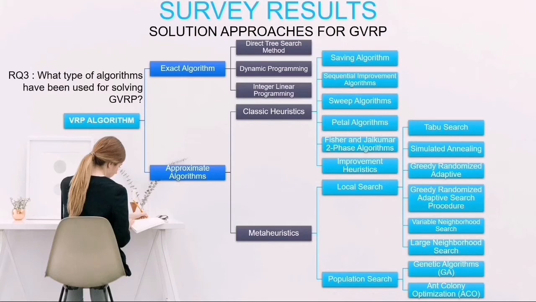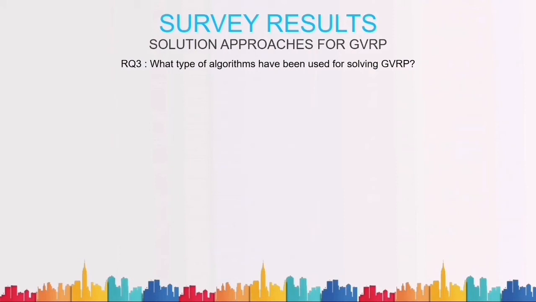Meta-heuristics of territorial search are tabu search, simulated annealing, greedy randomized adaptive search procedure, variable neighborhood search, and large neighborhood search, while genetic algorithms and ant colony optimization are used for population search. These figures summarize VRP algorithms with their relation to each other. Now, I want to discuss three algorithms that are the focus of this paper.